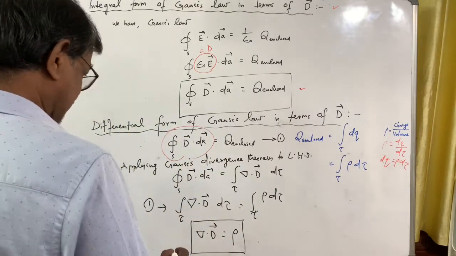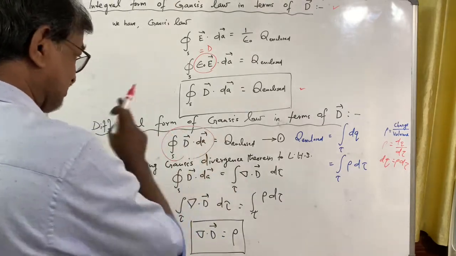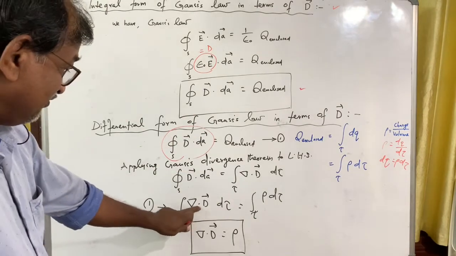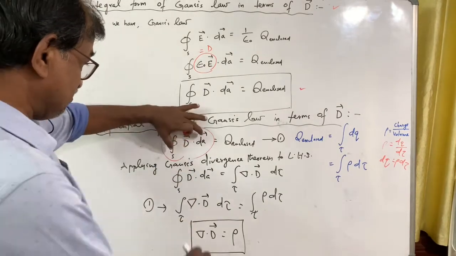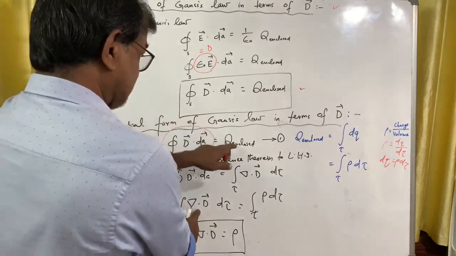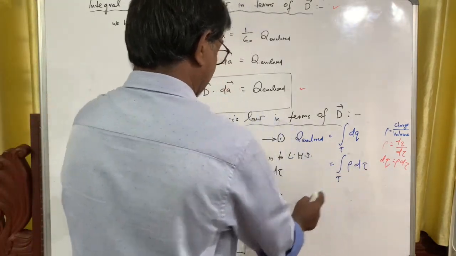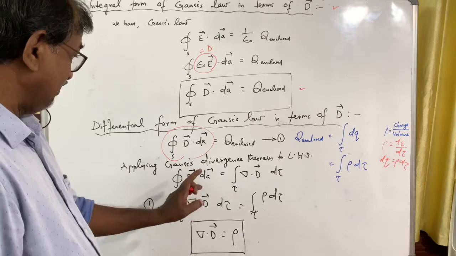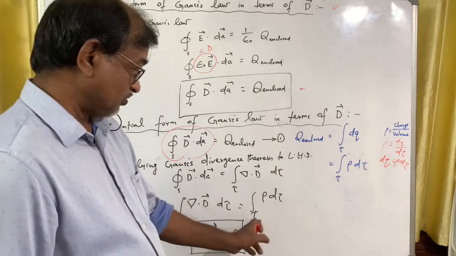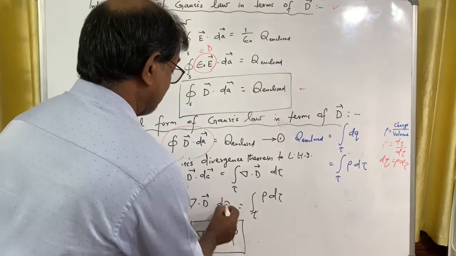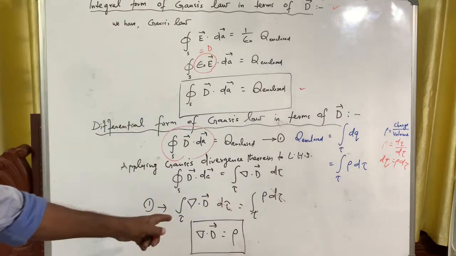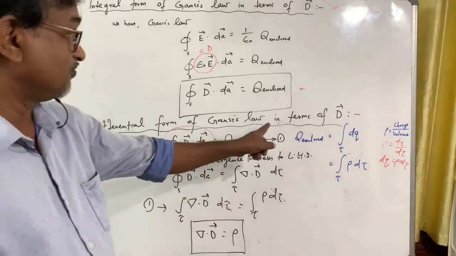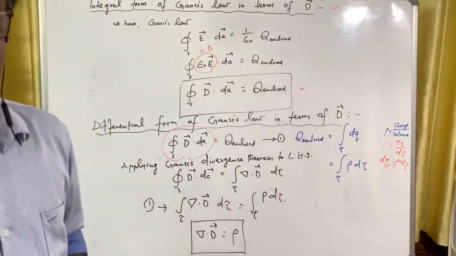Considering this in the LHS of equation number 1 and substituting for Q enclosed, you get the equation like this. So instead of this, we write this one. You get volume integral del dot D d tau equal to volume integral rho d tau. And what happens? Then you get del dot D equals rho. So this represents the differential form of Gauss's law in terms of vector D.